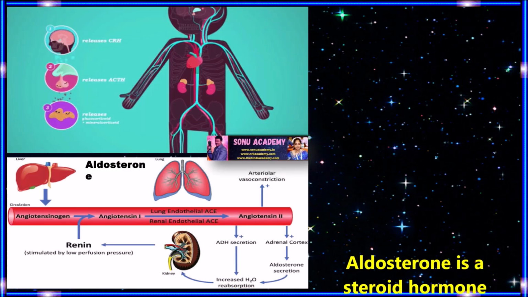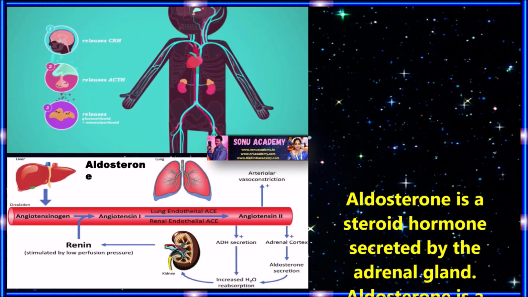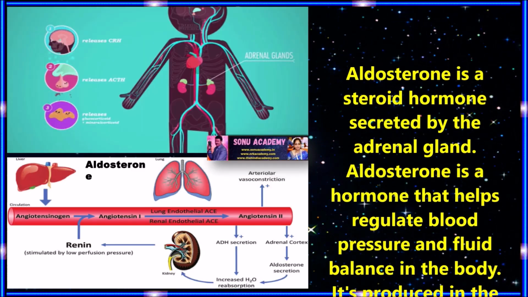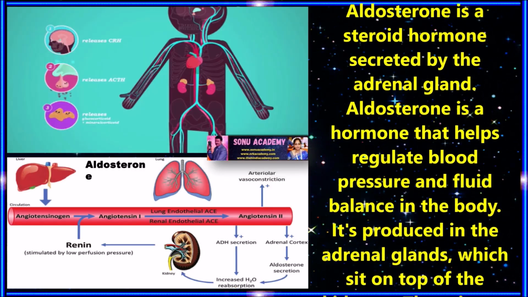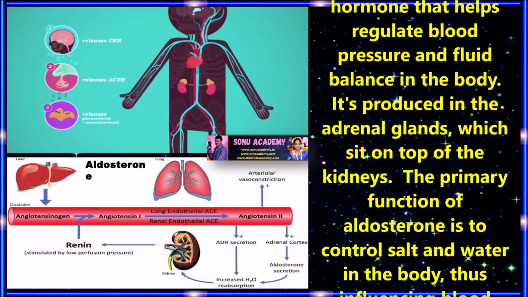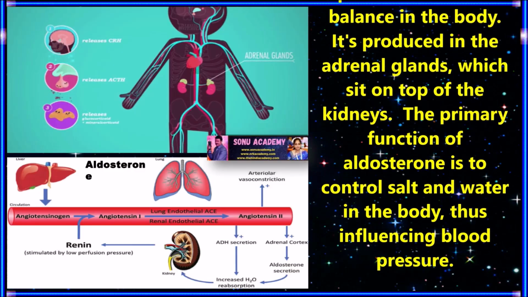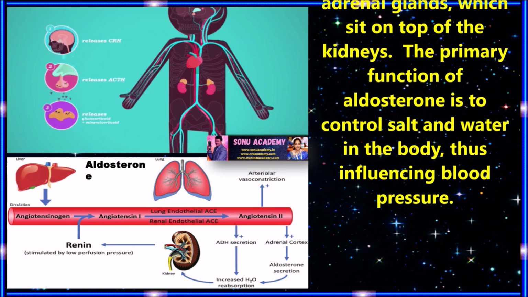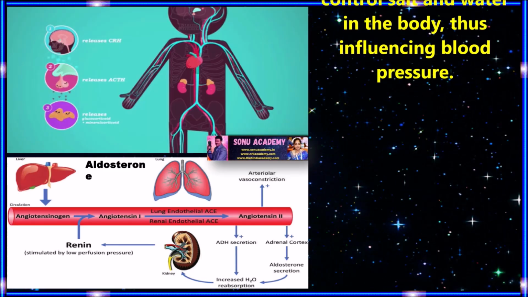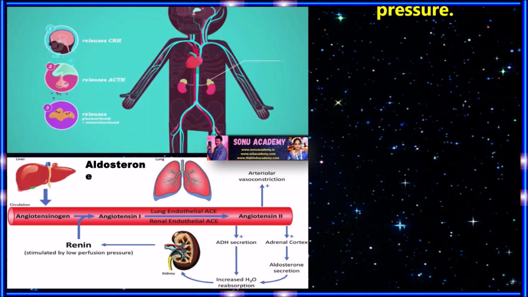Children, now let us discuss the aldosterone hormone. Aldosterone is a steroid hormone secreted by the adrenal gland. Aldosterone is a hormone that helps to regulate blood pressure and fluid balance in the body. It is produced in the adrenal gland, which sits on top of the kidneys. The main function of aldosterone is to control salt and water in the body, thus influencing blood pressure.